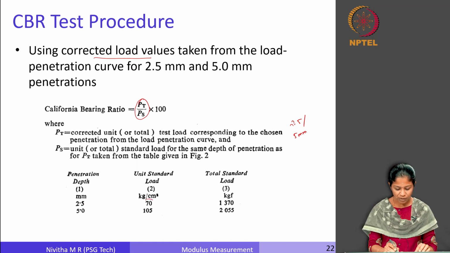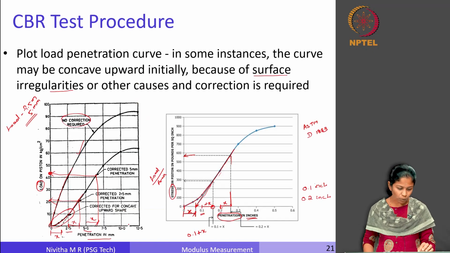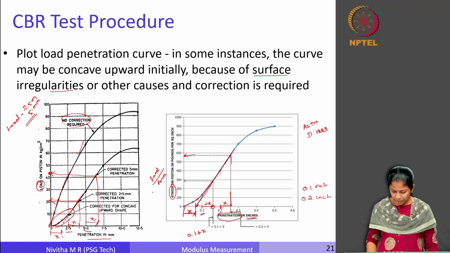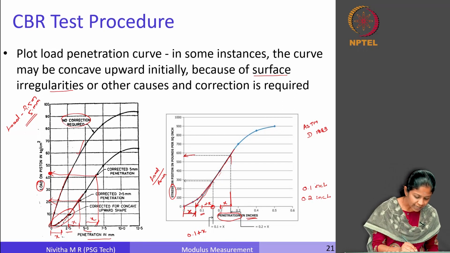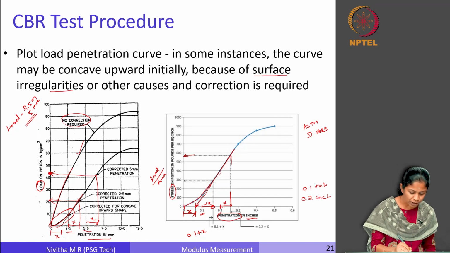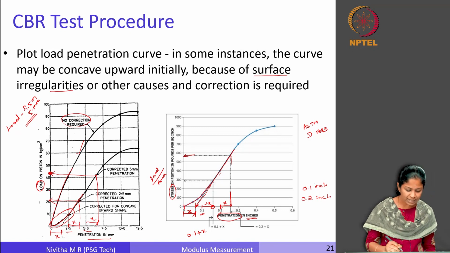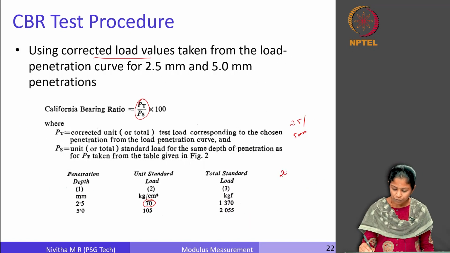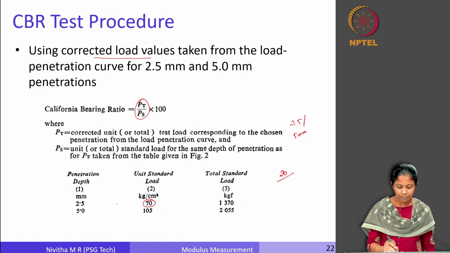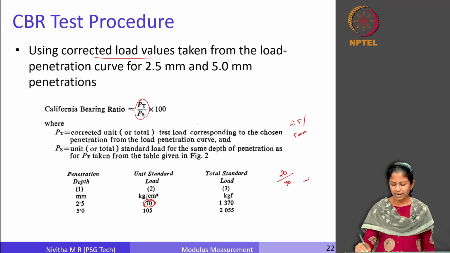Now, let us say this is my unit standard load, 70 kg per centimeter square, and this is my load on piston. From the load penetration curve we get the load on the piston as 20. Let us compute it for 2.5 mm. This is the original 2.5 mm, but we have corrected, this is the new position, or corrected position, for 2.5, and the corresponding load is around 20. So, for 2.5 mm it is 20 divided by the unit standard load of 70 kg per centimeter square. So, 20 by 70, roughly about 0.3 or so. This is for 2.5 mm.